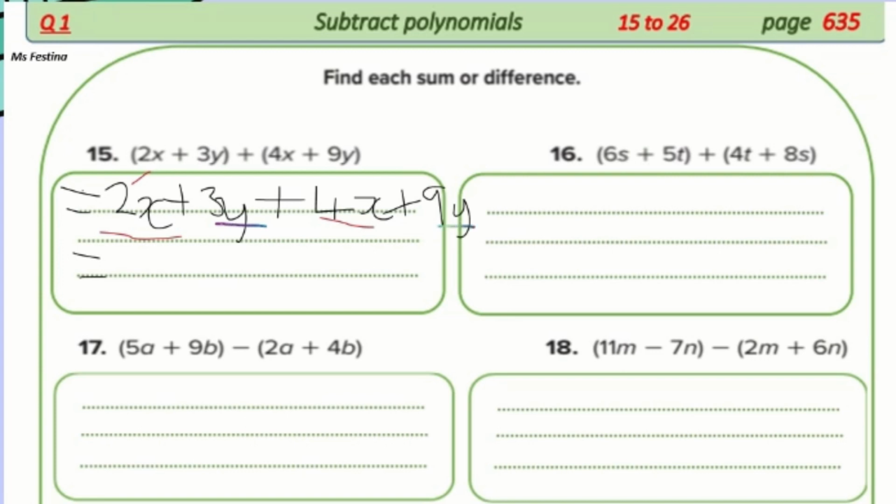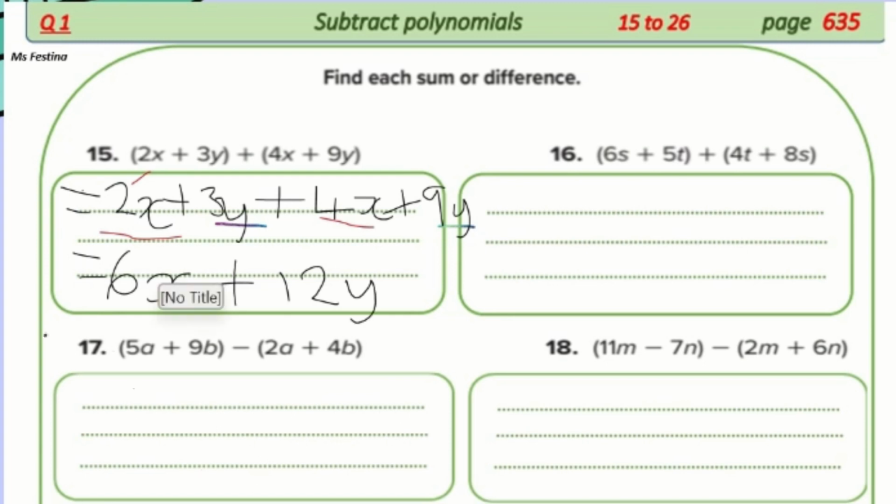So when I group them, I will have 2x plus 4x, which will give me 6x, plus the blue ones, 3y plus 9y, will now give me 12y. That would be my final answer.